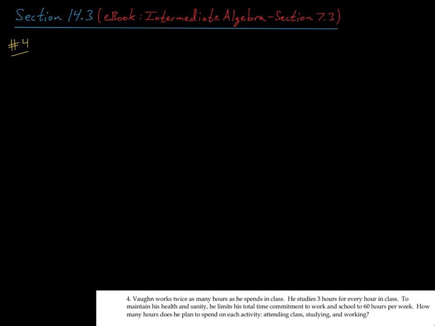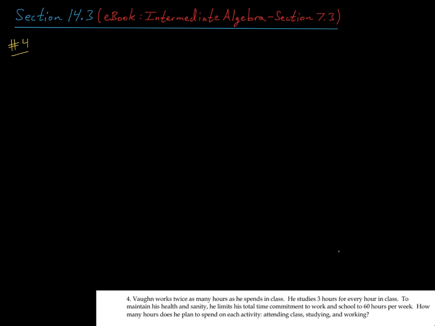All right, and for this very last video, we have problem 4. It says Vaughn works twice as many hours as he spends in class. He studies 3 hours for every hour in class. To maintain his health and sanity, he limits his total time commitment to work and school to 60 hours per week. How many hours does he plan to spend on each activity: attending class, studying, and working?